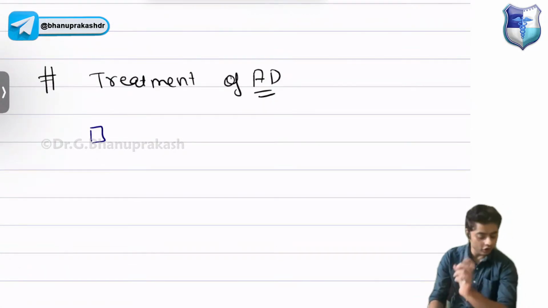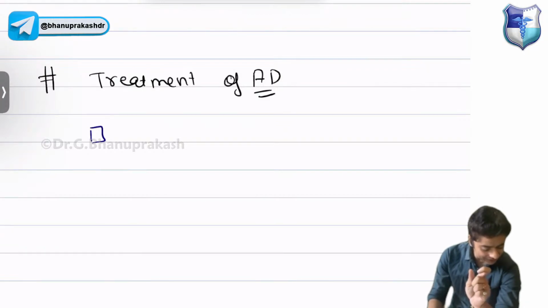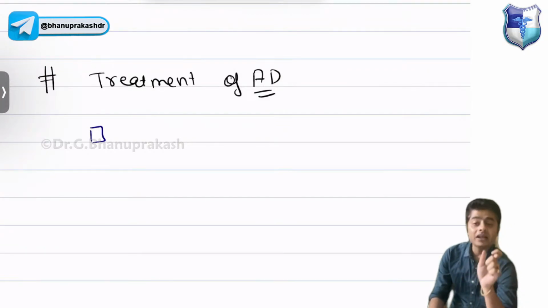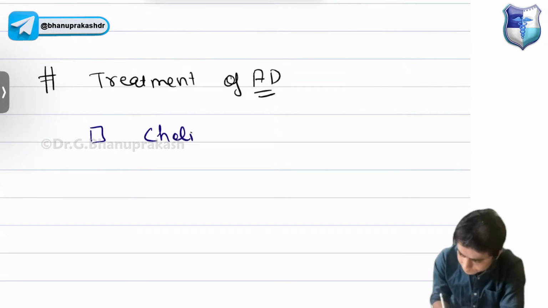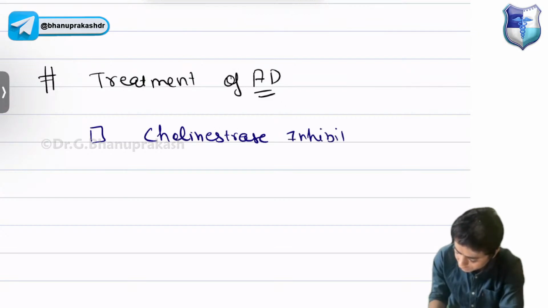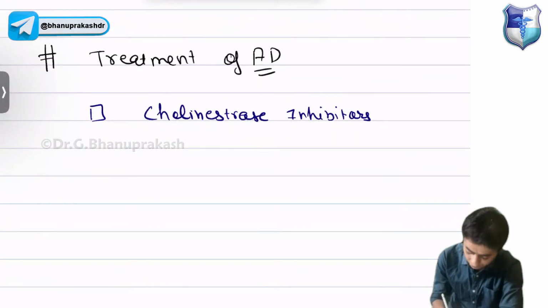So, treatment for Alzheimer's disease. We all know the acetylcholine in this patient is decreased. So, generally, we prescribe these patients cholinesterase inhibitors. What are the cholinesterase inhibitors we give?